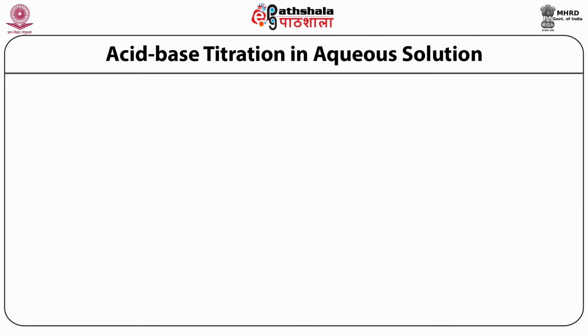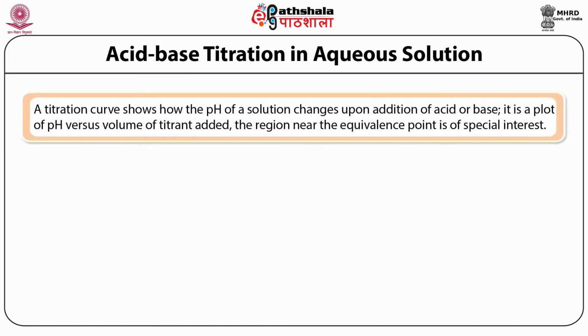Now, after understanding some fundamental terms, we shall start with acid-base titrations in aqueous solutions. One of the principal reasons for mastering pH calculations is to be able to use them in predicting and analyzing titration curves for acid-base reactions. A titration curve shows how the pH of a solution changes upon the addition of acid or base. If it is a plot of pH versus volume of titrant added, the region near the equivalence point is of special importance.